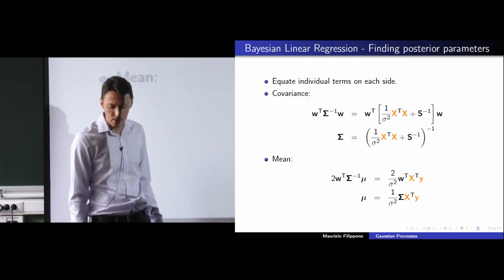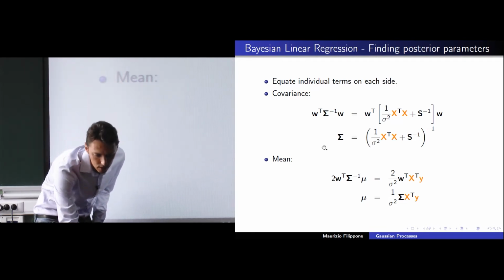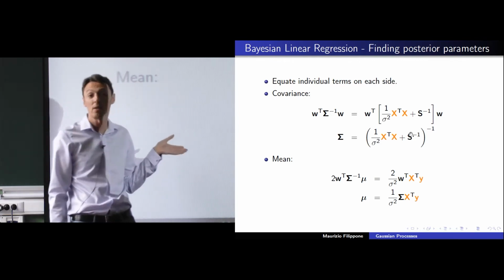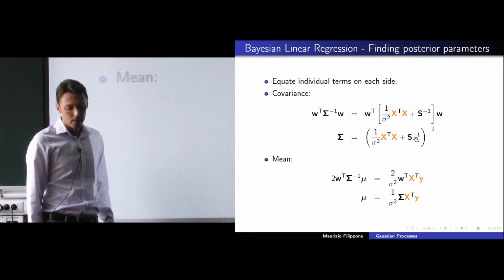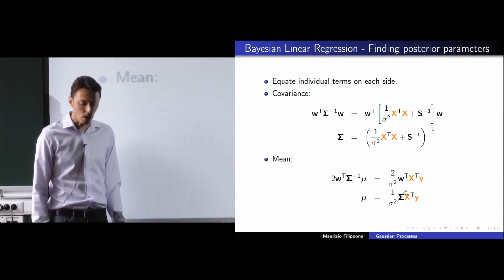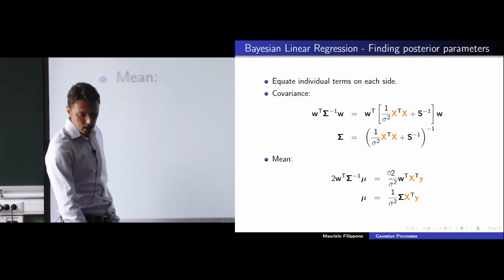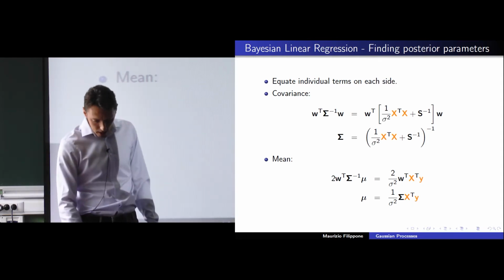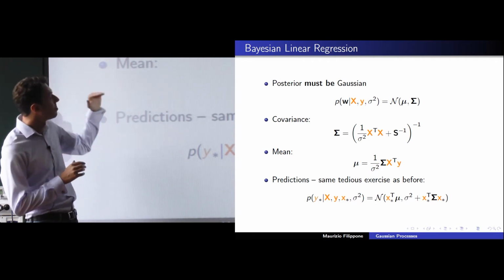If you want to follow the steps, by matching the mean and the covariance, you get that the covariance should look like this. We have a form that looks very much like a least square, except that it is now regularized by the inverse covariance, and the mean is simply this other form here. You see that the covariance doesn't depend on y, which is kind of interesting, and the mean instead depends on everything, on y and x. So we said that the posterior must be Gaussian, and the covariance and the mean are as follows.